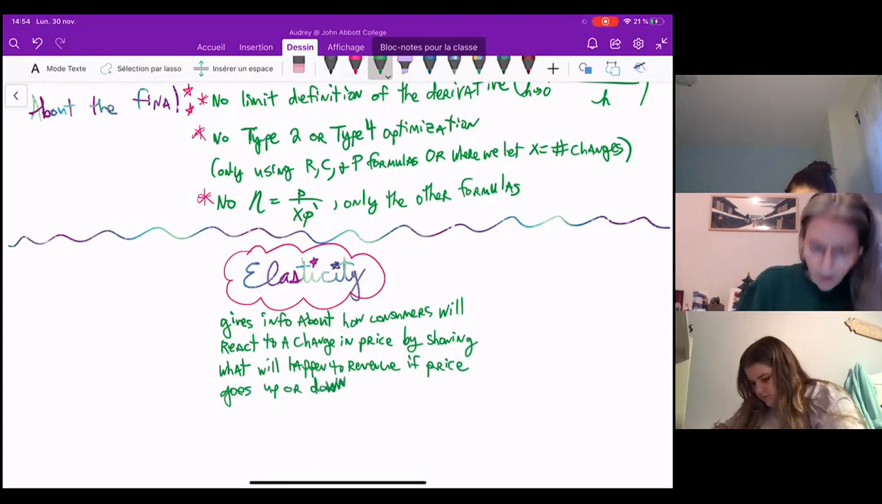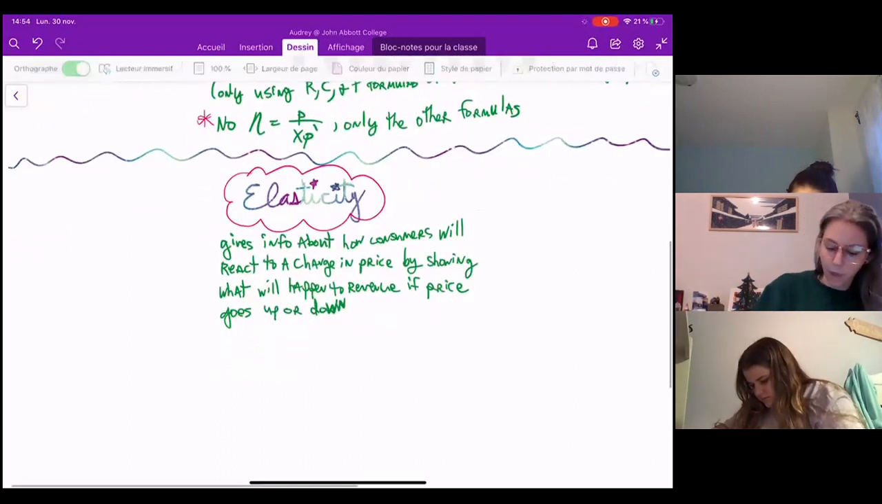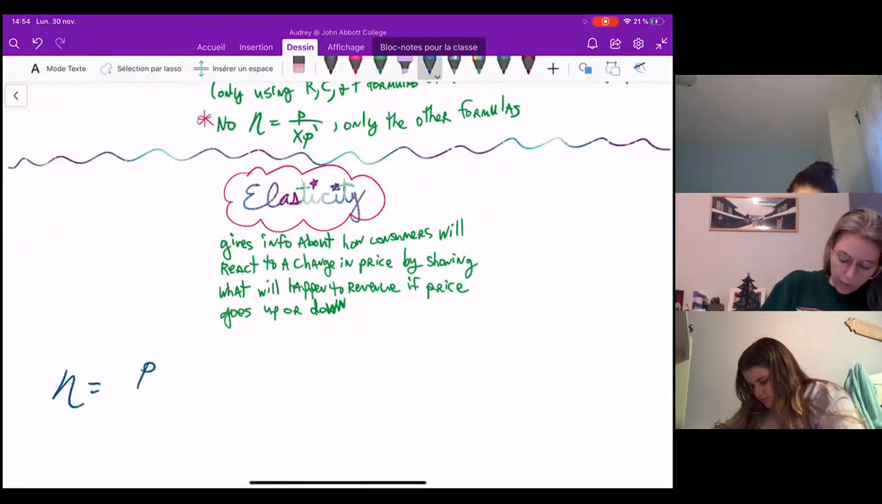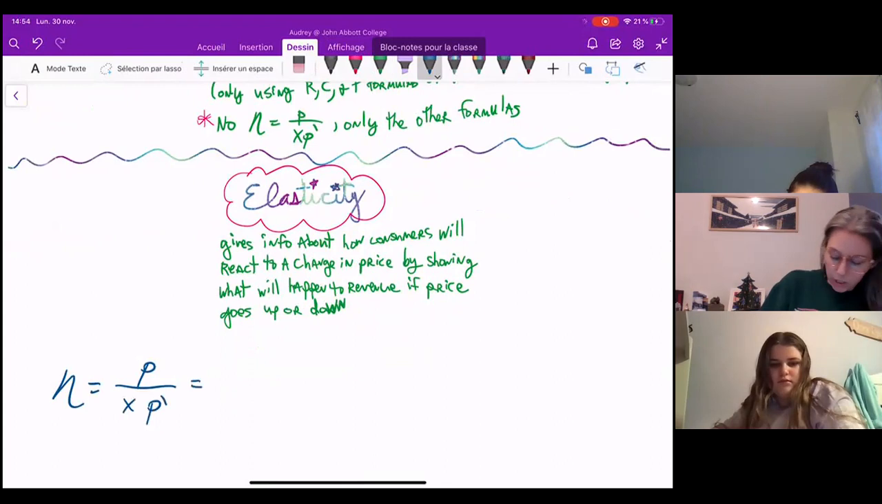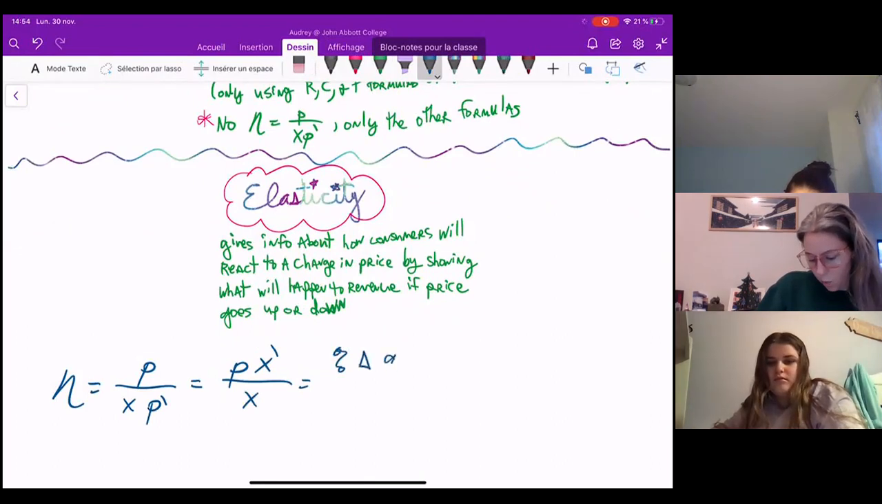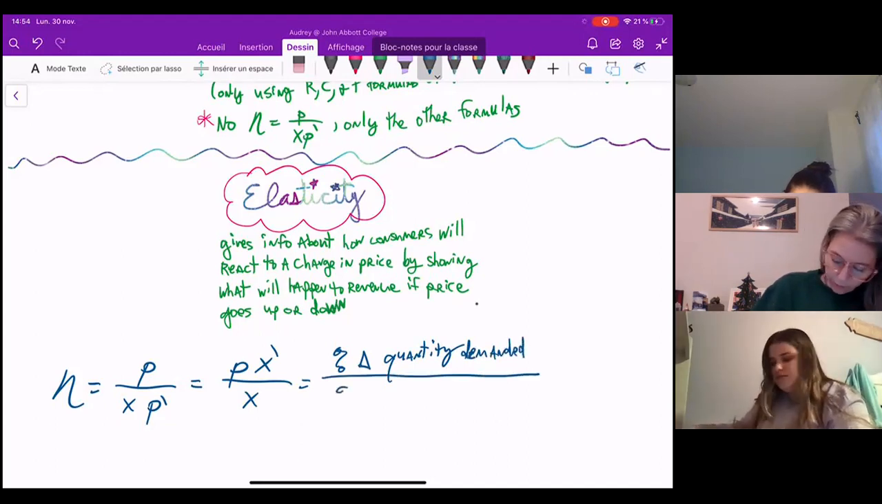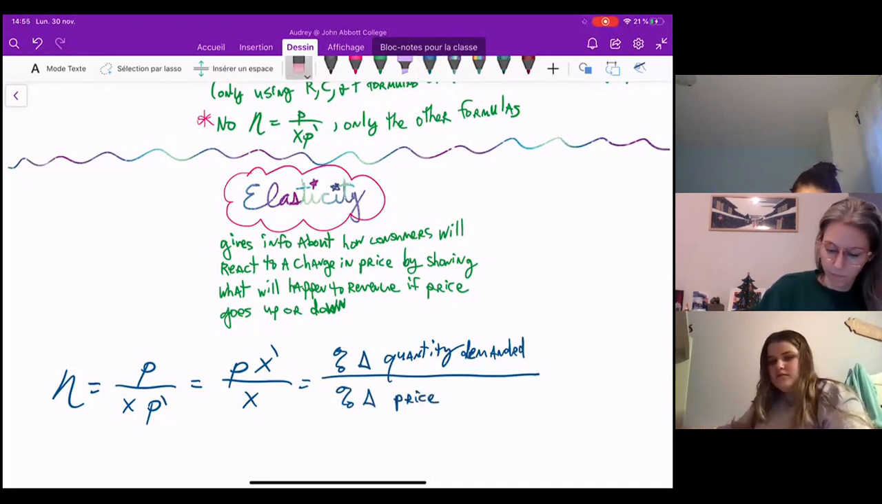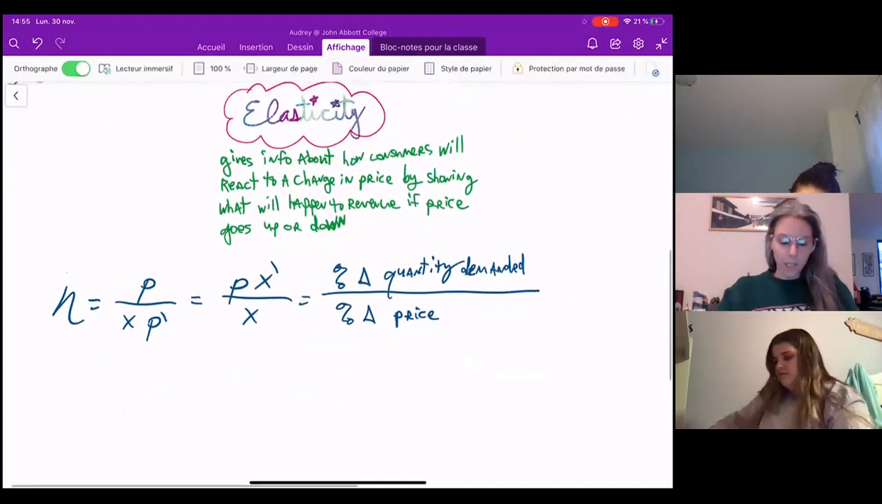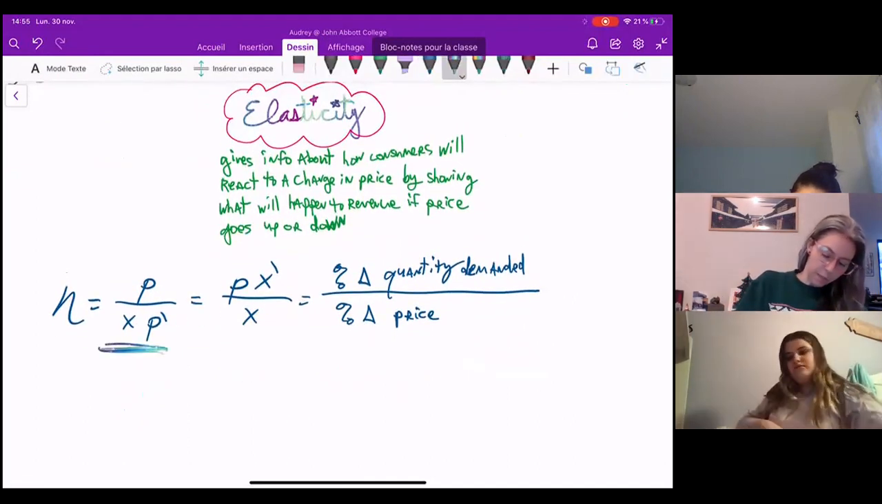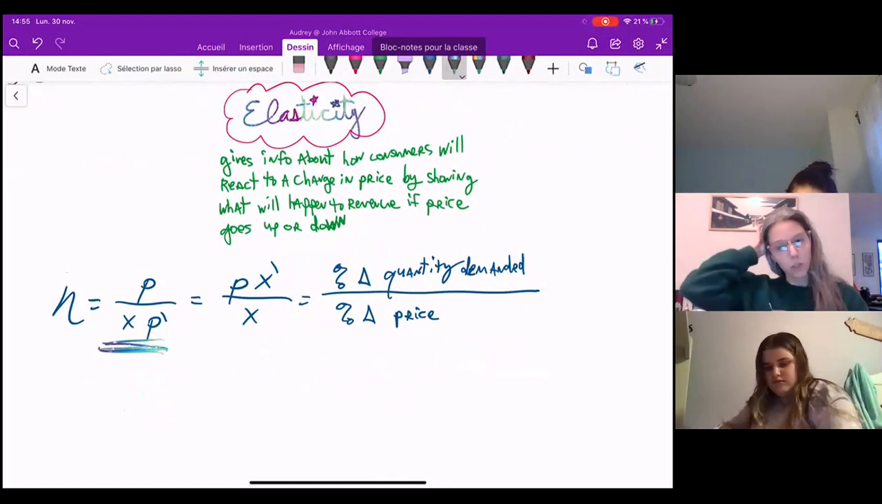Okay, and we had three formulas for elasticity. Those formulas were eta is equal to P over X times P prime, which is the same thing as P X prime over X, which is percent change quantity demanded over percent change in price. Okay, and so what we just said is that this particular one you don't need to memorize because it's not going to be on your final, so you should just memorize the other one.